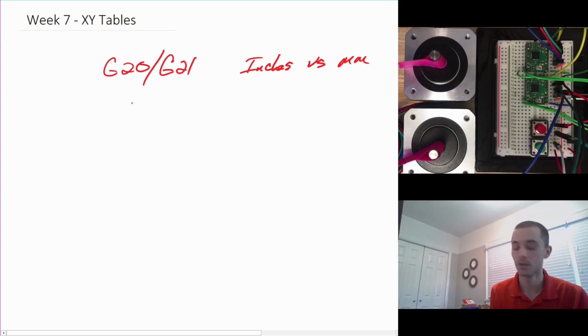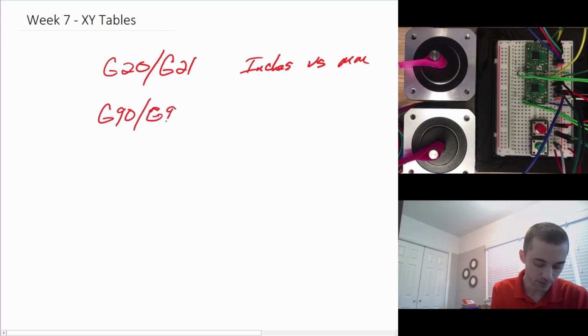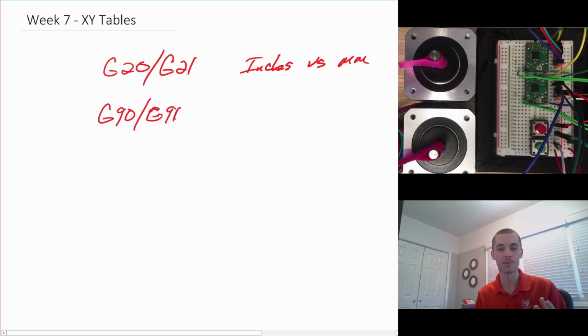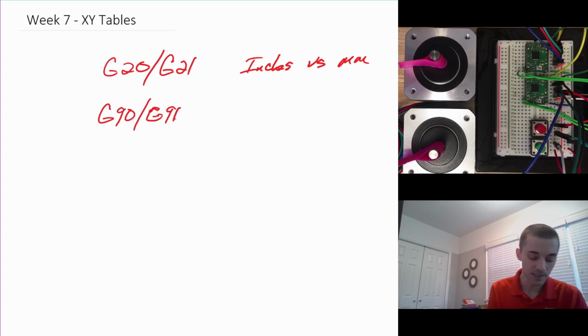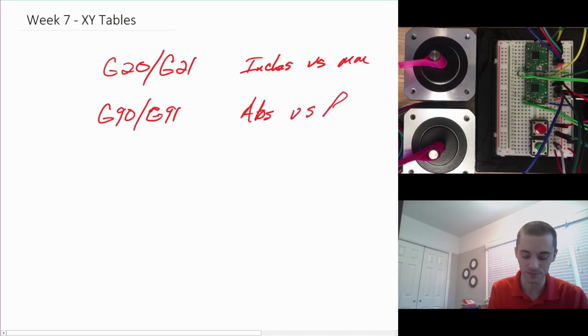There's G90 and G91, which are fairly common. This can help with programming. If you're trying to do any kind of manual programming, sometimes it's much easier to figure out how far you need to move relative to where you currently are. G90 is saying use absolute coordinates, and that's what we've written our functions to do, moving relative to the home position, right? So absolute positioning versus relative.